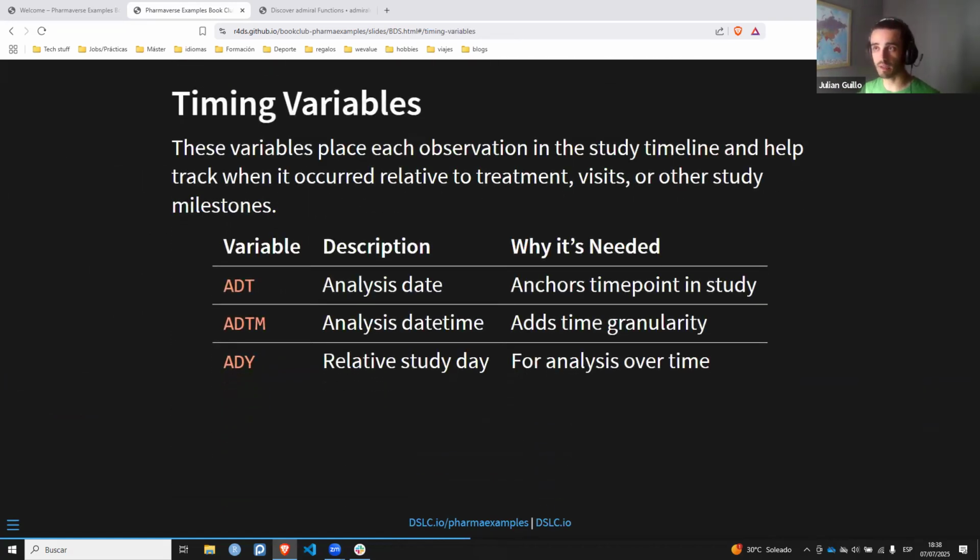Okay, so about timing variables, these variables just place when each observation happens in the study timeline. What they help us do is track when it occurred relative to treatment, or relative to a visit, or some other milestone. We have the analysis date, the analysis date time, the relative study day.